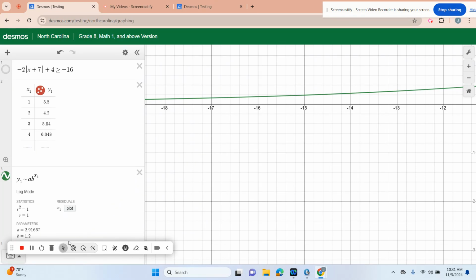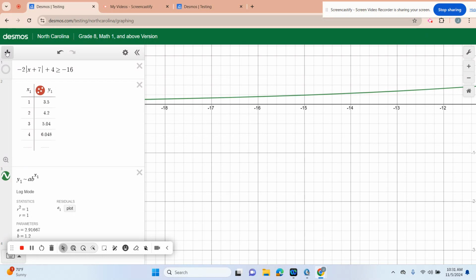So when you look, the most important part here is looking at these parameters, because that's the a and that's the b. So my a is 2.9, you can say 2.92, you can write it all out if you want to, and then my b is 1.2.